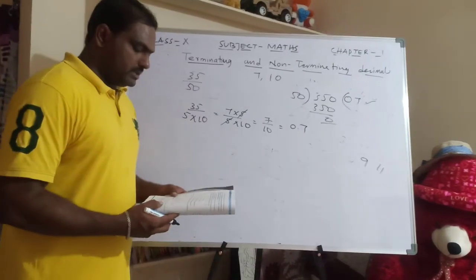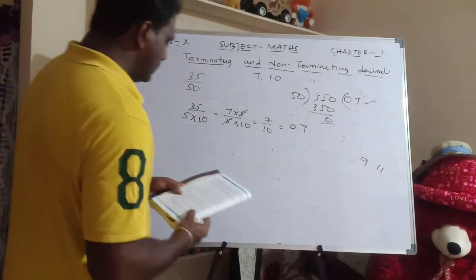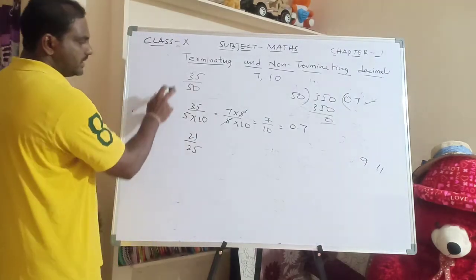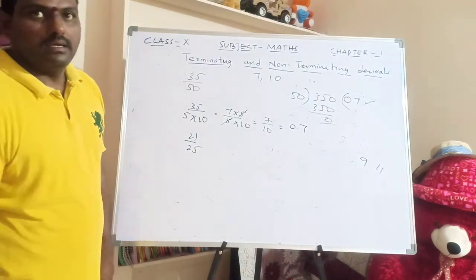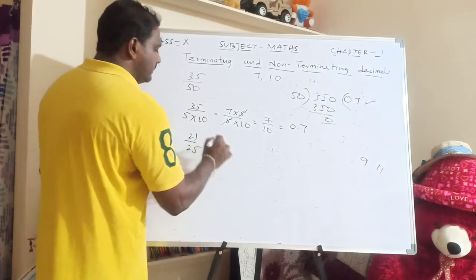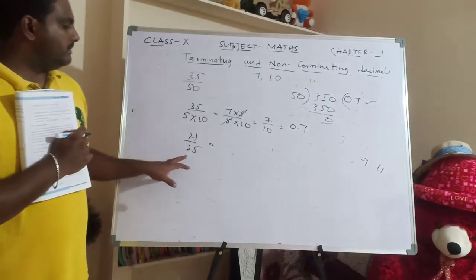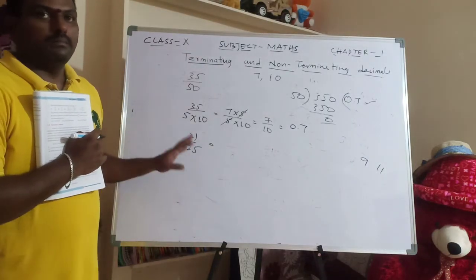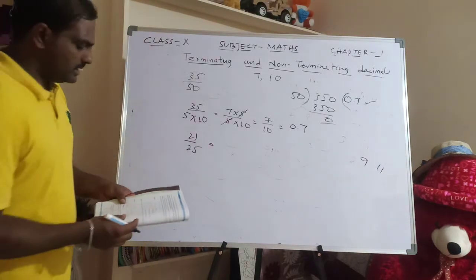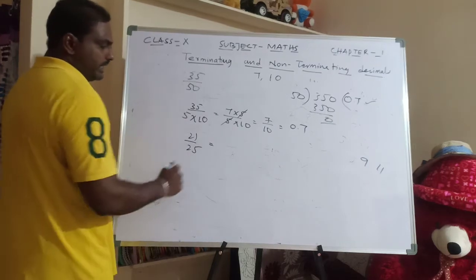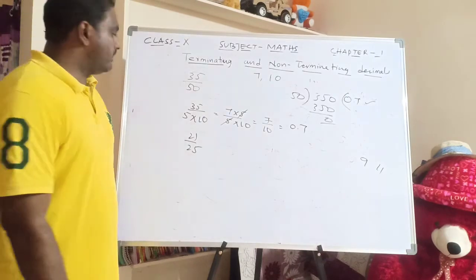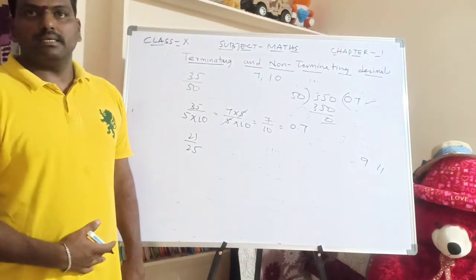Right? Next, you can have one more question. 21 by 25. Suppose in this case we wrote 50 as 5 10s are 50. But now we have 25. So how to do it in this case? First what we have to do is make the denominator in terms of multiples of 10. So what I will do is simply take 21 by 25. If I multiply by 2, I will get 50. If I multiply by 4, I will get 100.